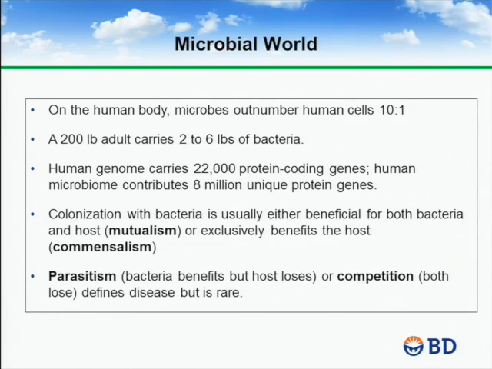The human genome has 22,000 protein genes. The human microbiome has 8 million unique protein genes. So there's a lot more metabolic potential in the microbiome than there is in the human genome. And the last point I want to make is our relationship with the bacteria that we live with. Most of the microbes that we have on our body surface are bacteria. This study actually looked at bacteria, yeast, and viruses, but the main focus was in bacteria.